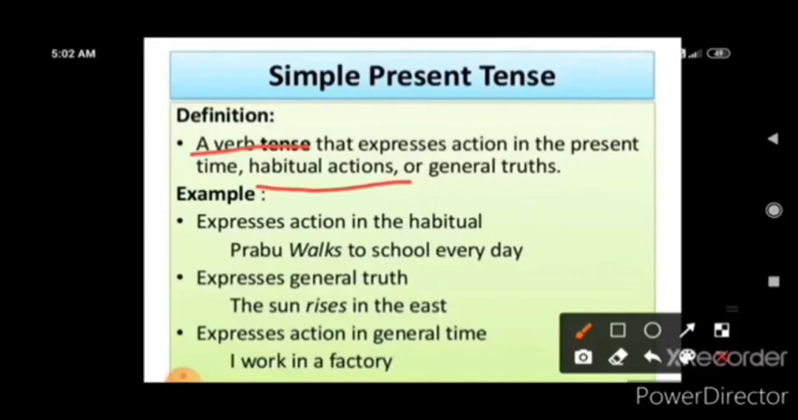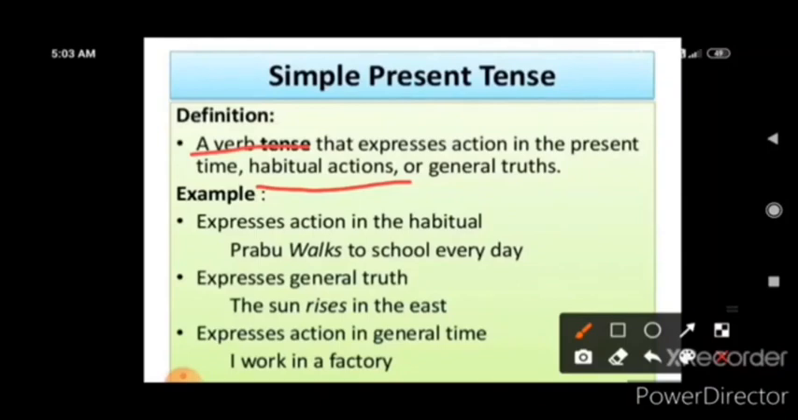See some examples. For habitual actions, Prabhu walks to school every day. So this is the habitual action. Prabhu walks to school every day. You wake up at 6 o'clock. You take a bath. You eat regularly. You go to school daily. These are the habitual actions we express in simple present tense.